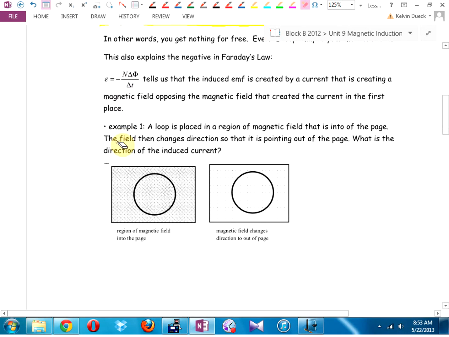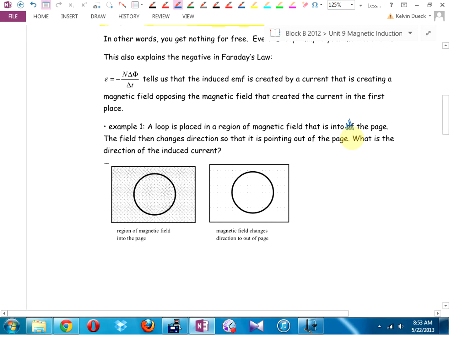Example 1. A loop is placed in a region of magnetic field that is into the page. The field then changes direction so that it's now pointing out of the page. That must mean there was a change in flux, because at one point lines were going down, now lines are going up. You've changed the flux by changing the direction of the magnetic field. What direction will the induced current in that loop of wire be?